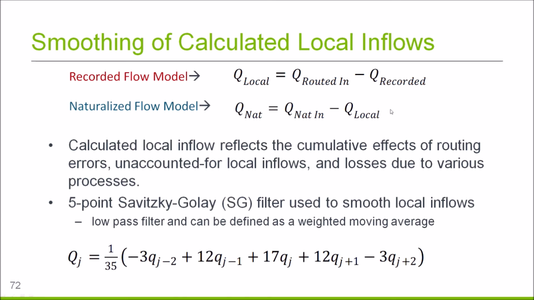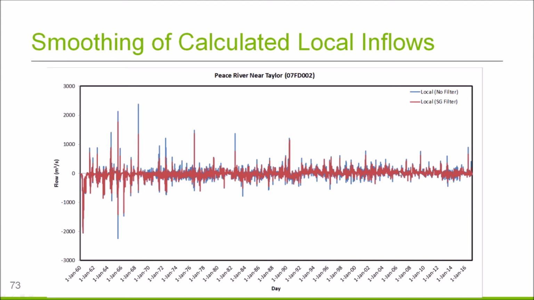Now, when you do that, sometimes this Q local, which is the difference between routed and recorded flow, can become very wiggly because of routing errors. So we applied a filter or smoothing algorithm to smooth some of those local inflows. This is just an example: the blue line is the Q local when you do not apply any filter, and the maroon line is the same thing when you do apply the filter. So it really helps to smooth some of those local inflows.